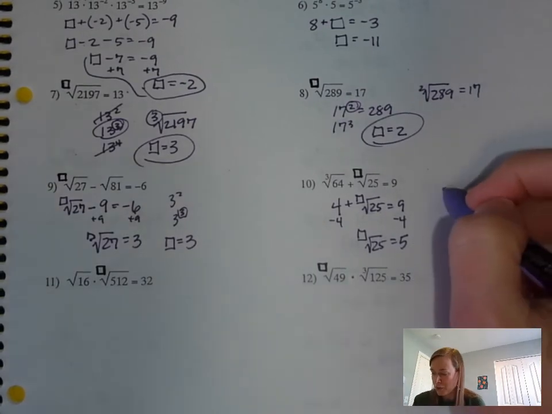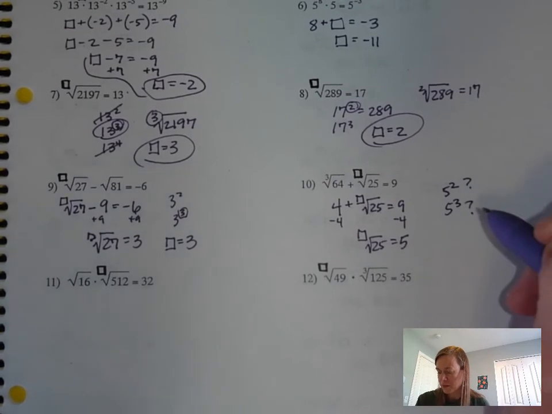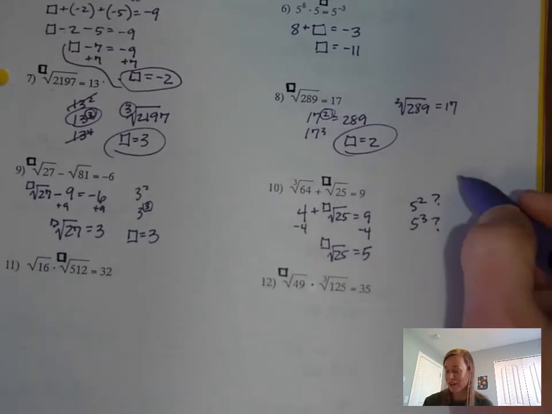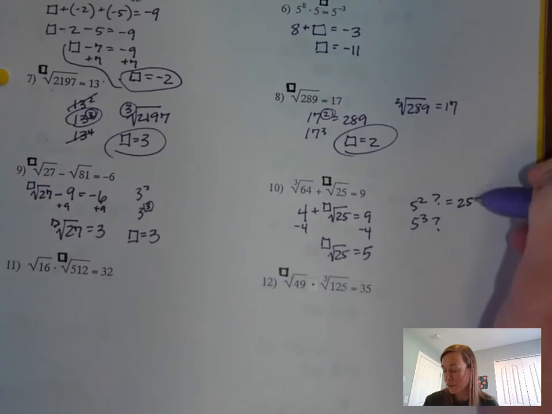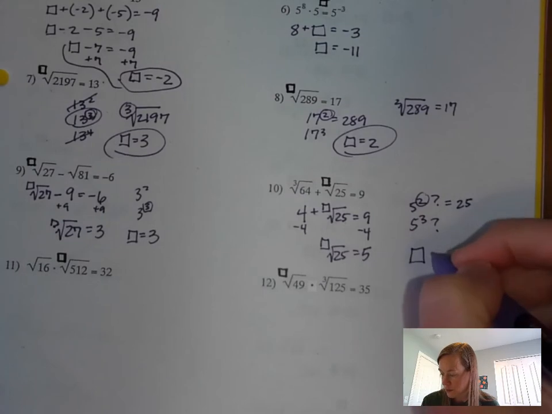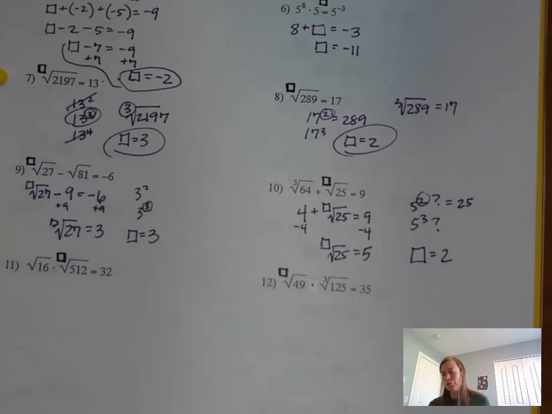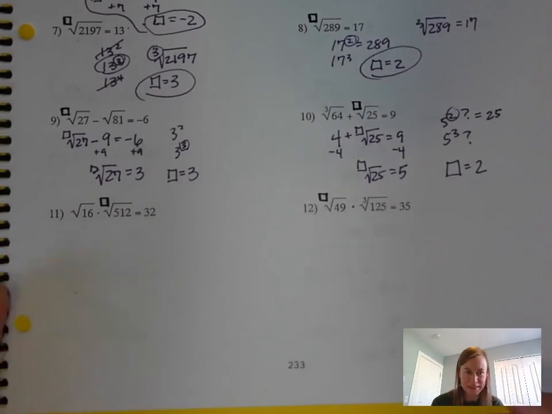Is 5 squared 25 or is 5 cubed 25? And if you don't know, feel free to use your calculator. But I will tell you 5 squared equals 25. So the number that goes in this box must be a 2. So square equals 2. Okay, we got 2 left, and then I'll let you get started on that assignment.